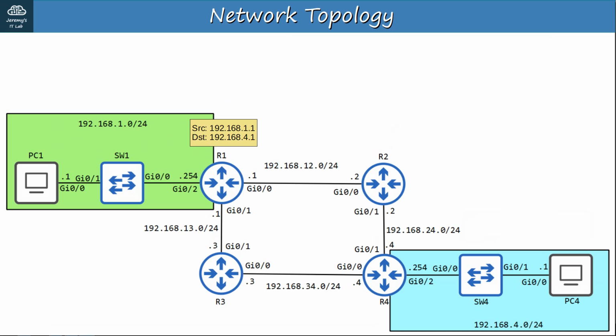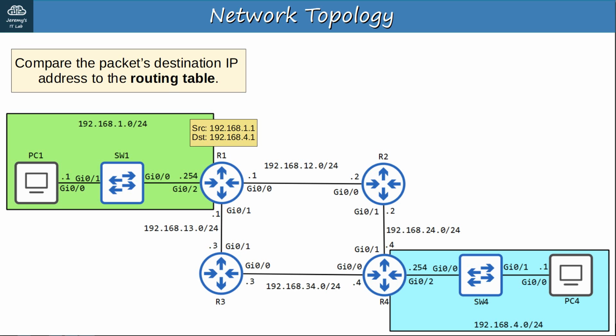Now R1 has the packet, and it's R1's responsibility to forward it to the next device. After receiving the packet, R1 will compare the packet's destination IP address to the routing table. As I said in the introduction to this video, each router keeps a routing table, which stores a list of destinations and how to reach the destination. Assuming R1 already has an entry in its routing table for the 192.168.4.0/24 network, the entry will look something like this.